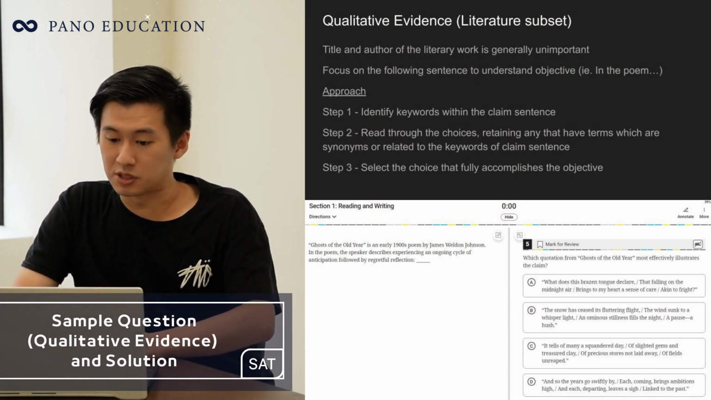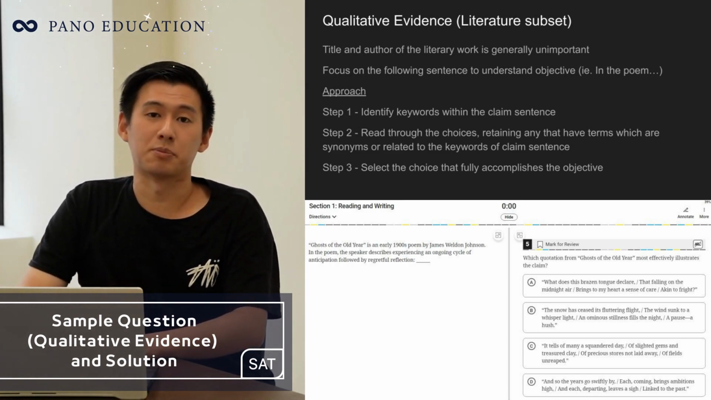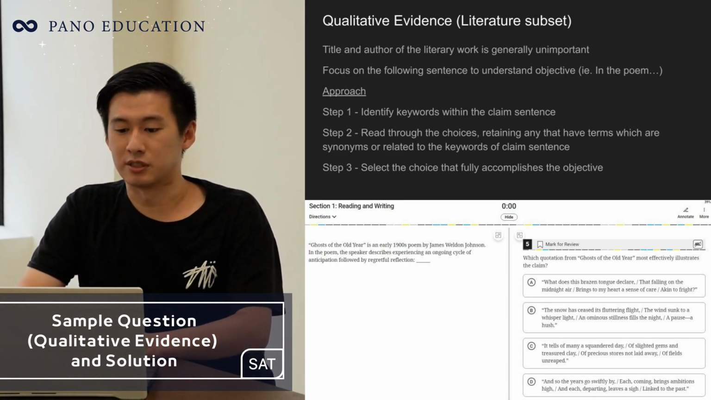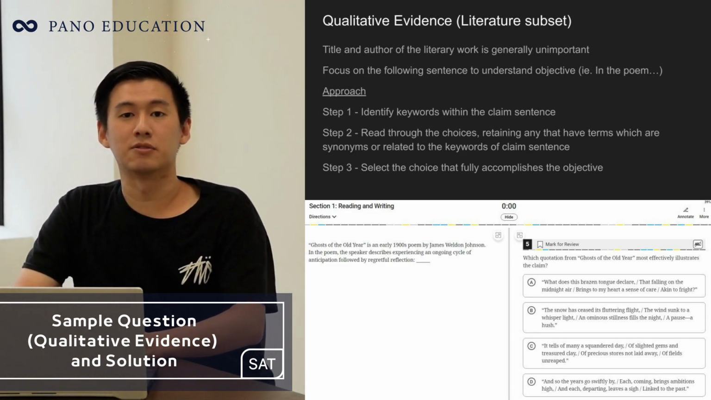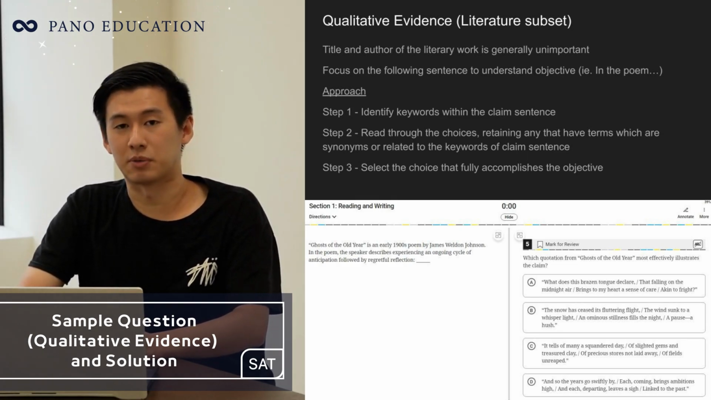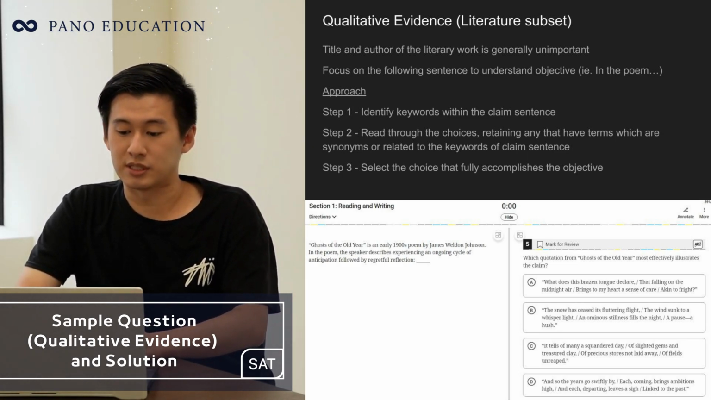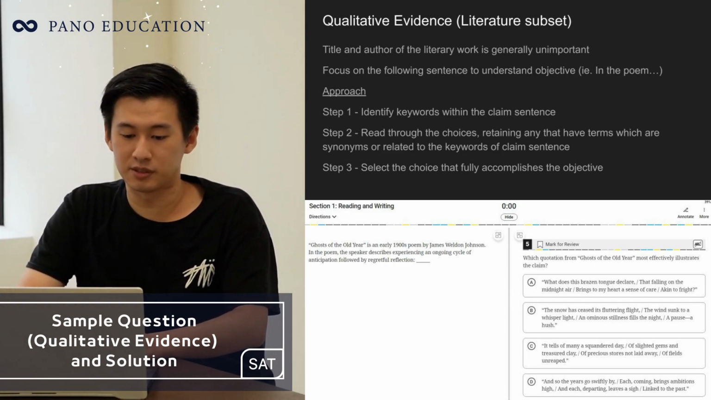In B, the snow has ceased its fluttering flight, the wind sunk to a whisper light, an ominous stillness fills the night, a pause, a hush. In the secondary part, we do see something about anticipation, the ominous stillness, and a pause. However, the choice we want to have needs to have the anticipation in the first part of the answer choice, rather than the second part. In addition, this choice does not contain any quotation that gives us some kind of regret.